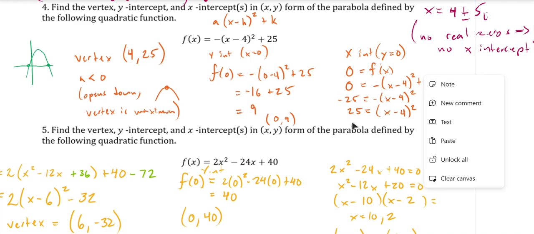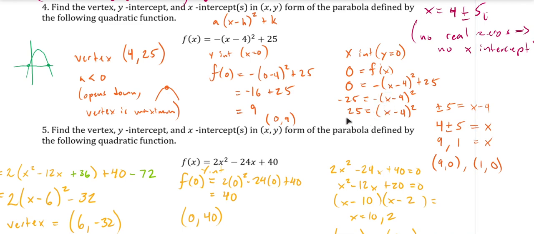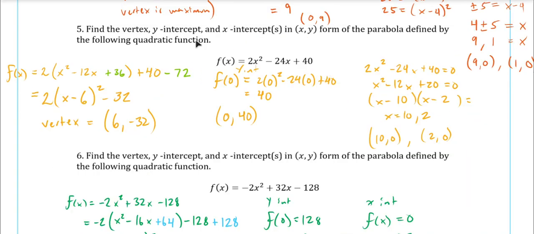So bringing our 25 over, dividing off our negative 1, taking the square root, plus and minus of both sides, and bringing this last term of 4 over to the other side, we get 4 plus and minus 5. 4 plus 5 is 9, 4 minus 5 is 1, and so we wind up with x-intercepts at (9, 0) and (1, 0), respectively.